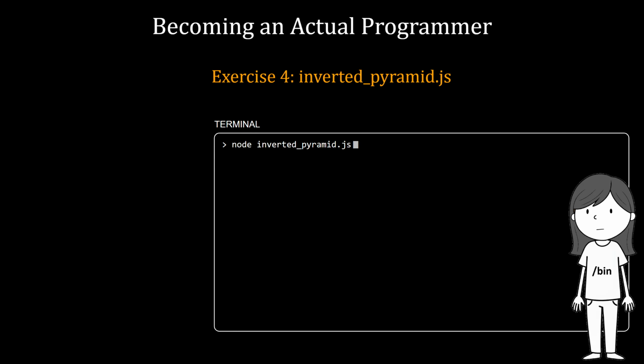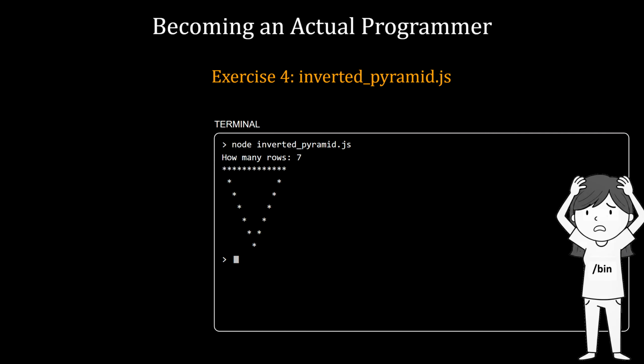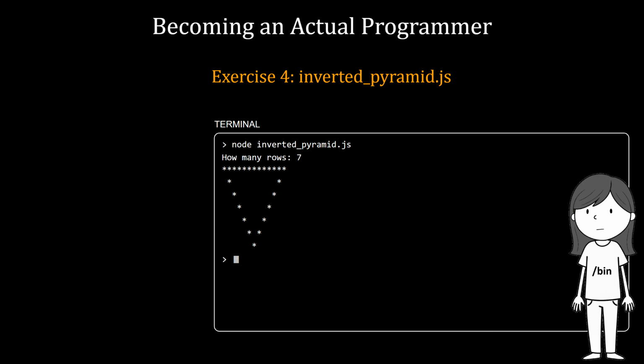Number 4. Input a number and print a hollow inverted pyramid with that many rows. Yes, this one's a bit more challenging, but don't worry, start with a solid inverted pyramid first. Okay, good luck and have fun coding these.